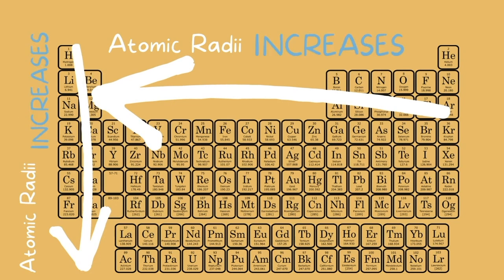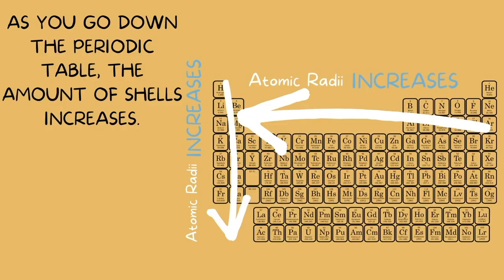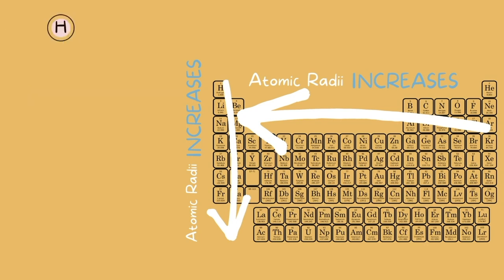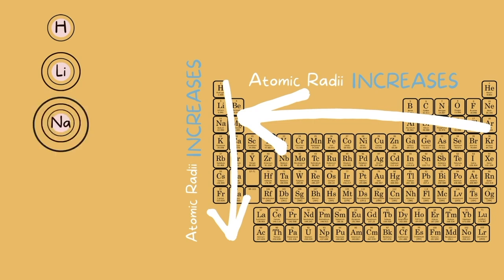The reason why it increases going downwards is as you go down, the number of shells increases on the atom. We know that atoms in period 1 have 1 shell, period 2 have 2 shells, period 3 have 3 shells, and so on until we get down to period 7 with 7 shells. So, for example, on period 1, we have hydrogen with 1 shell. Period 2, we have lithium with 2 shells. Period 3, we have sodium with 3 shells.